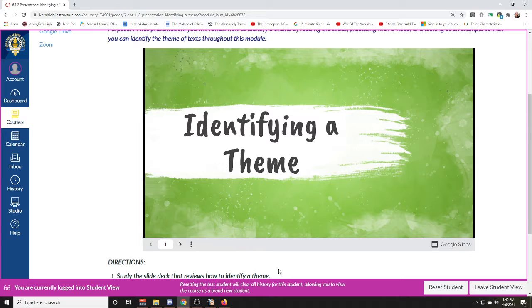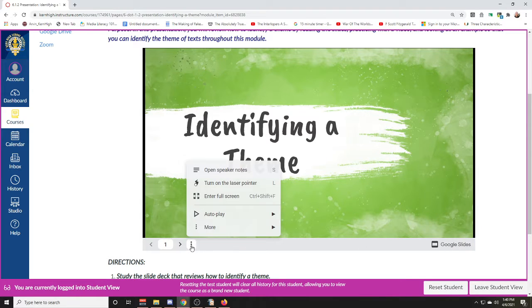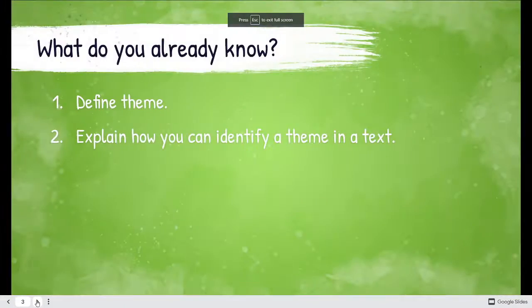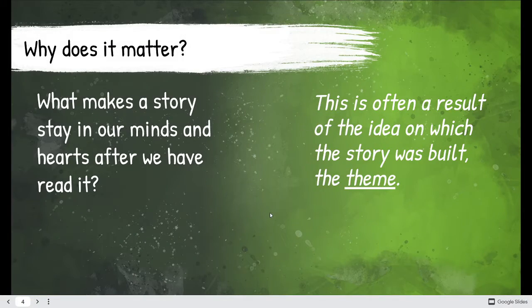All right, and so I want to show you guys this presentation that looks at theme here. I'm going to skip a few slides here. We don't really need those. But why does it matter? What's the point? Why even bother trying to figure out what the theme is to a work?